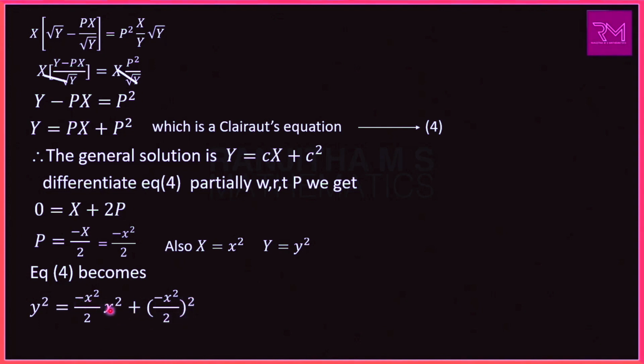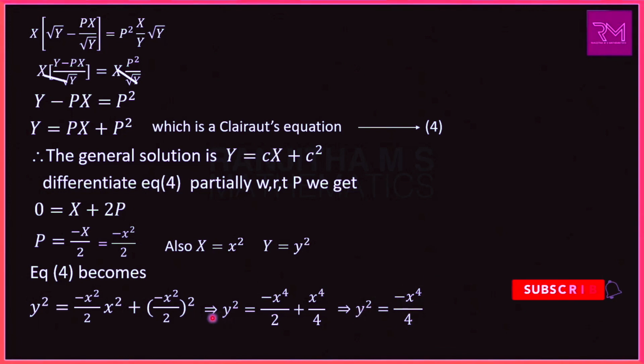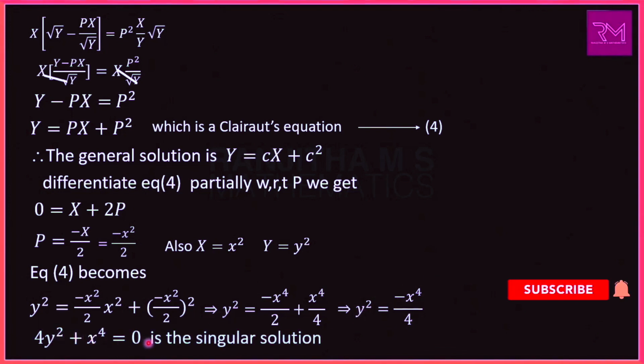Here we have minus x square into x square, which is x power 4 by 2, that is minus x power 4 by 2. Here this minus x square by 2 whole square, so the minus sign becomes positive, hence we get plus x power 4 by 4. That is y square which is equal to minus x power 4 by 2 plus x power 4 by 4. If we take 4 as LCM and simplify, we get y square which is equal to minus x power 4 by 4. Taking this 4 and this minus x power 4 to the left hand side, we get 4y square plus x power 4 which is equal to 0. So this is the singular solution for the given nonlinear differential equation. This completes the problem.